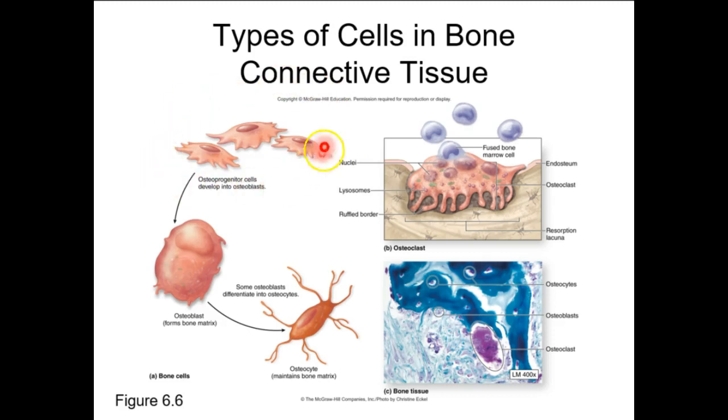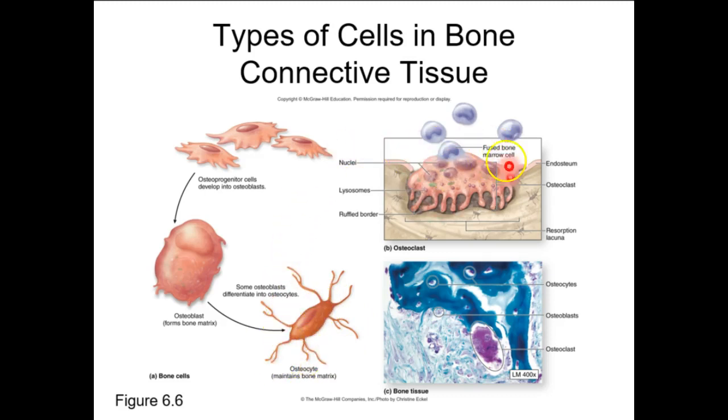So here are osteoprogenitor cells, and they'll develop into osteoblasts that will form the bony matrix. As that bony matrix is formed, they'll develop those lacunae, and they will mature into osteocytes that reside within lacunae. That should be familiar from your tissues lecture. This is actually just one pathway for the stem cell. Osteoblasts do mature into osteocytes.